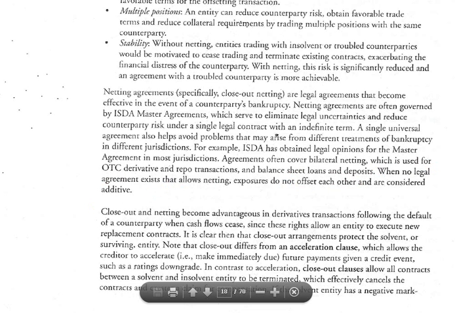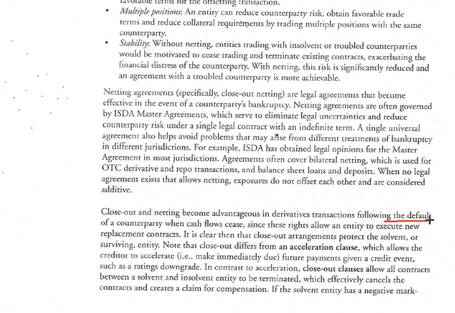Now they are saying that closeout and netting becomes advantageous in a derivative transaction following the default of a counterparty when cash flow cease, because these rights allow an entity to execute new replacement contract. It is clear that closeout arrangements protect the solvent or the surviving entity.